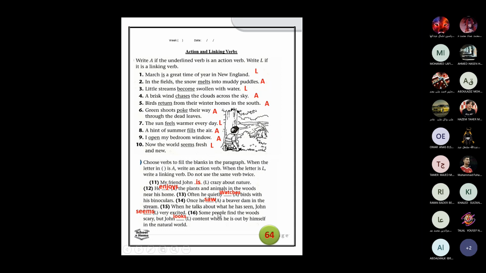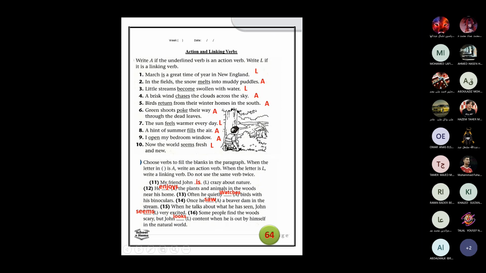So we need linking verbs or action verbs. Okay, mix. So my friend John is crazy about nature. He enjoys the plants and animals in the woods near his home. Often he quietly watches birds with his binoculars. Once he saw a beaver dam in the stream. When he talks about what he has seen, John seems very excited. Some people find the woods scary, but John looks content.